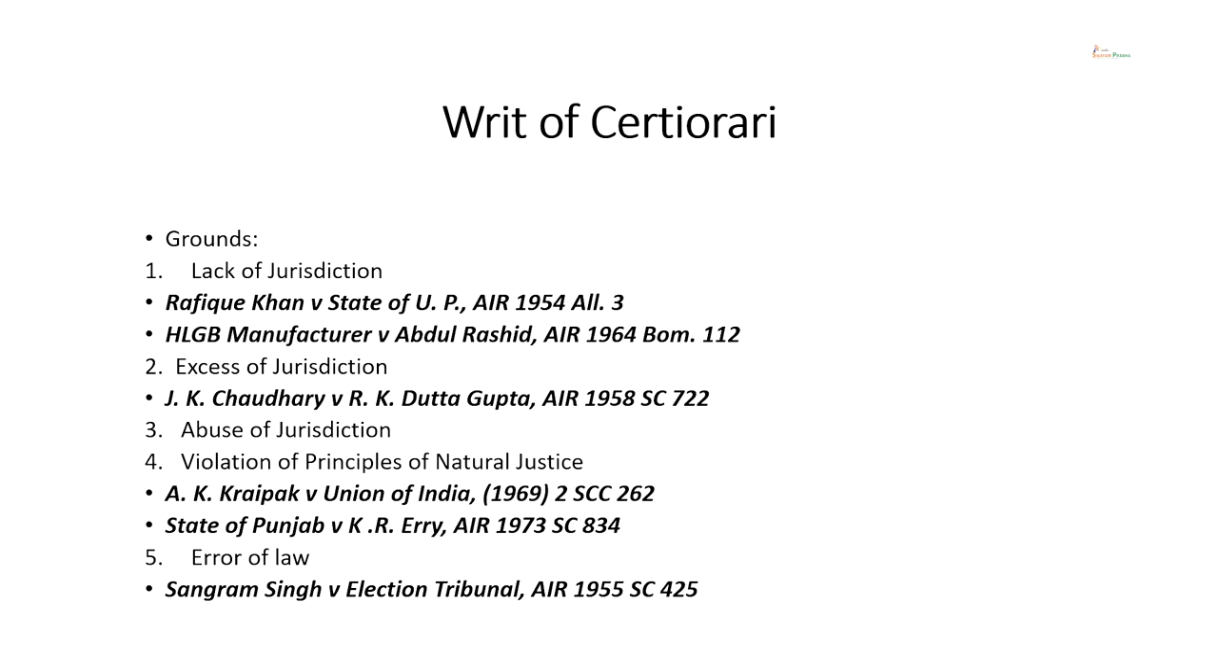You can refer to cases like Rafiq Khan versus State of UP, Budh Prakash Jai Prakash versus Sales Tax Officer, Nalini Ranjan versus Anand Shankar, and HLGB Manufacturers versus Abdul Rashid, to understand what constitutes the lack of jurisdiction for any judicial, quasi-judicial, or administrative authority. The second ground is the excess of jurisdiction.